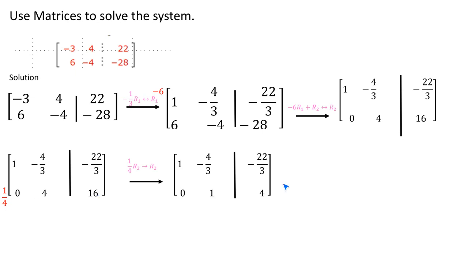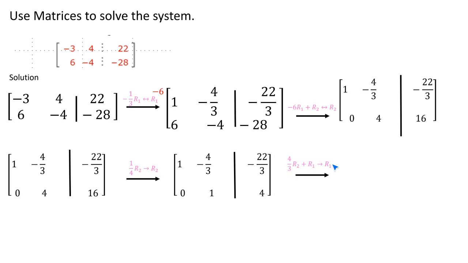1/4 times 16 is 4. So we have our 1, so that's great. So now I need to make this a 0 up here. So if 1 is 4/3, then I can just add them. So I'm going to multiply my second row by 4/3. And then I'm going to add it to row 1.